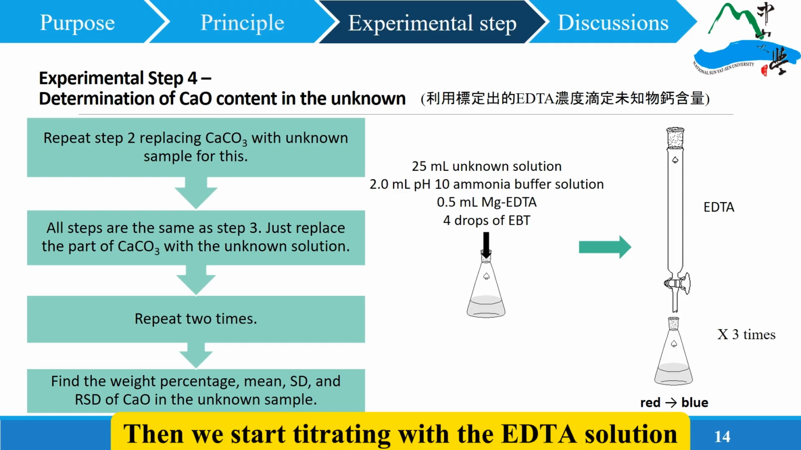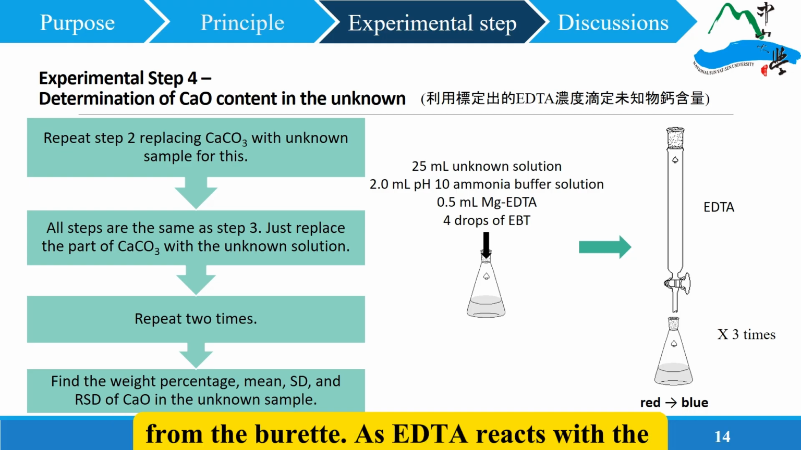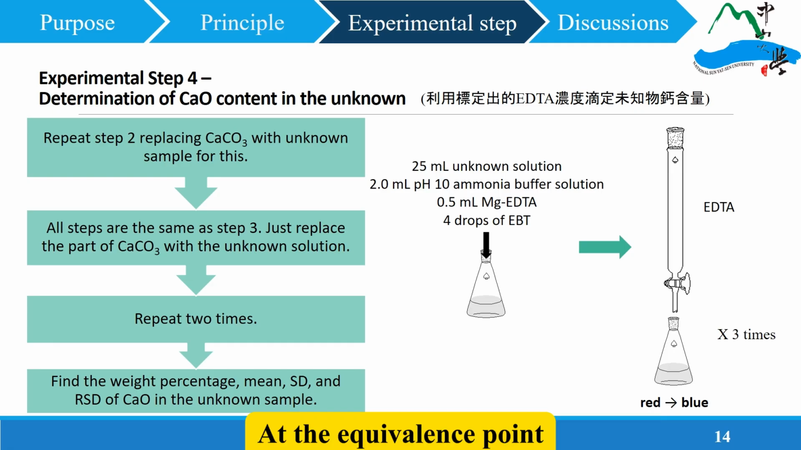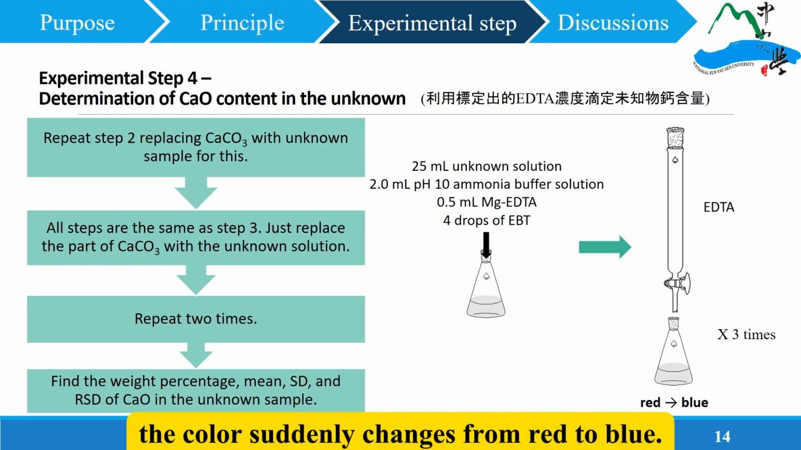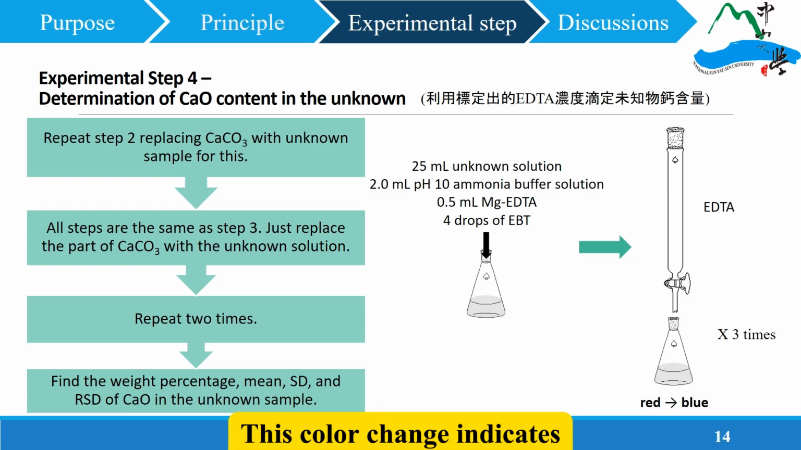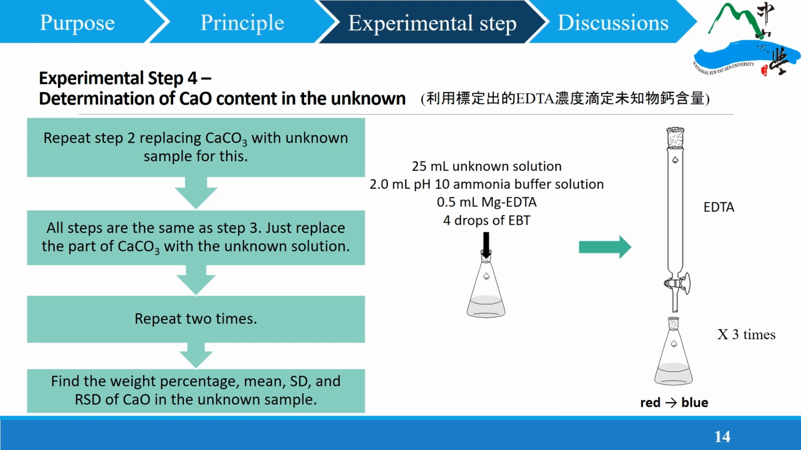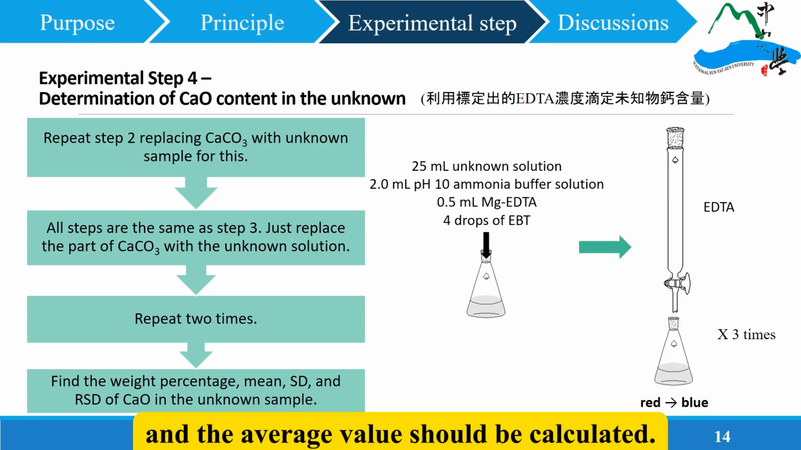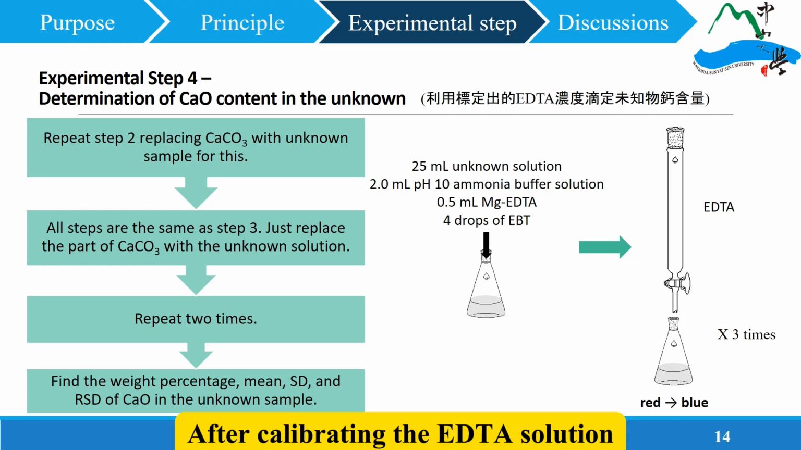Then we start titrating with the EDTA solution from the burette. As EDTA reacts with the metal ions, the red color gradually fades. At the equivalence point, the color suddenly changes from red to blue. This color change indicates the end point of the titration. To obtain accurate results, the titration should be repeated 3 times, and the average value should be calculated.